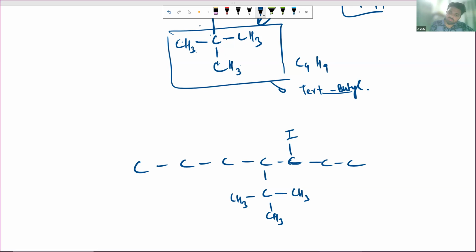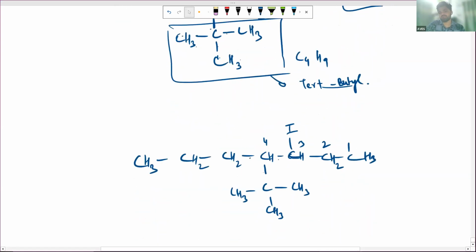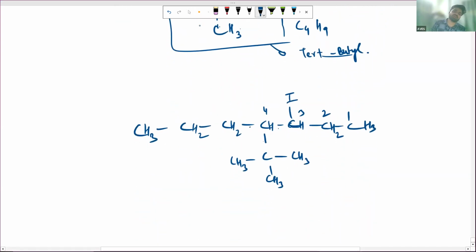So this is 1, 2, 3, 4. So 4-tertiary butyl, 3-iodoheptane. Got it? And there will be CH3, CH2. This carbon has made 3 bonds, so there will be only H. This carbon has made 3 bonds, there will be only H. Then it will be CH2, CH2, CH3. Got it? Draw this one: 4-tertiary butyl, 3-iodoheptane.